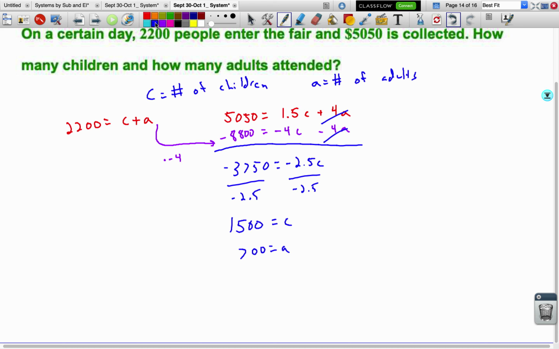And we answer with the sentence, there were 700 adults and 1,500 children.